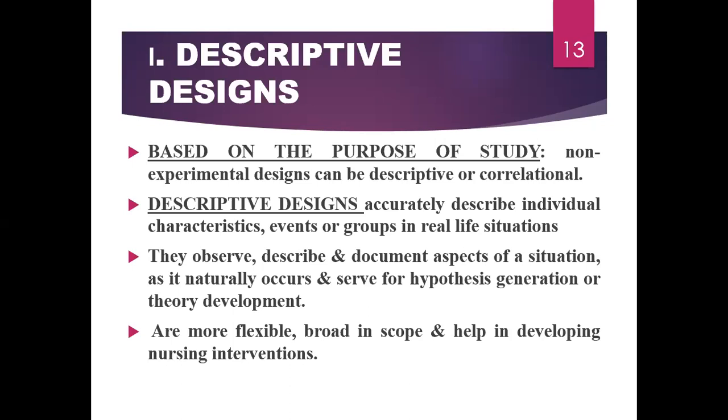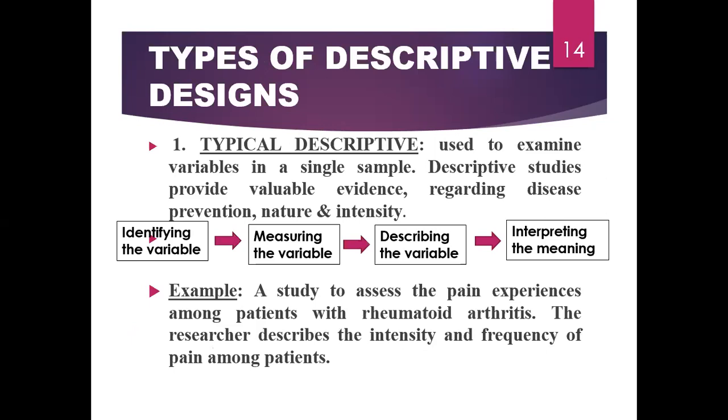There are three types, which can be classified into: one, typically descriptive; two, exploratory; and three, comparative. So the number one is typically descriptive. As the name suggests, they are used to examine variables in a single sample. They provide valuable evidence regarding disease prevention, nature of the disease, and intensity of the disease. So they'll only describe these: where is the disease present and how can they prevent it.